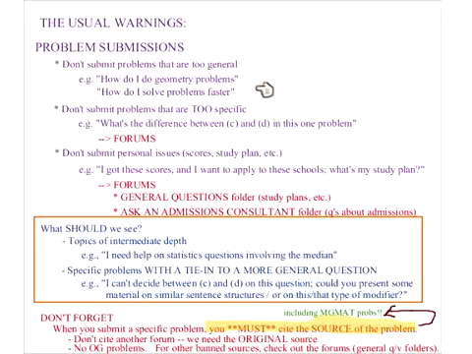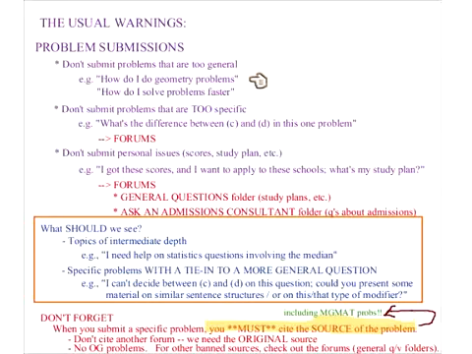Problem submissions. People are still submitting problems every week that violate these guidelines, so be sure to pay attention to them. This is the big red flag that people are doing all the time still. Do not submit problems that are too general. Some people are asking questions like, how do I solve problems faster? Or how do I do geometry problems? This is not stuff that you could address really in one study hall. These are topics that are too broad.